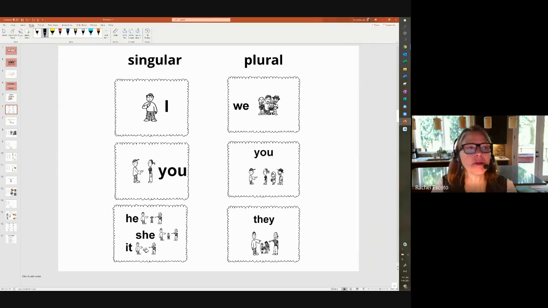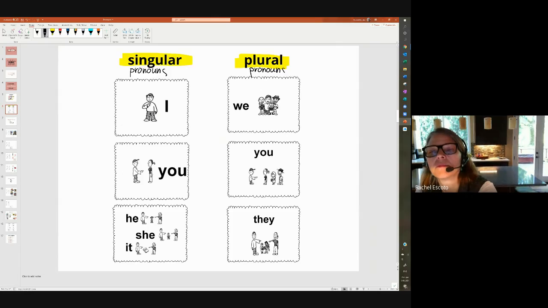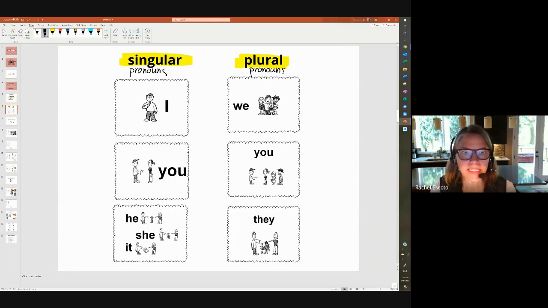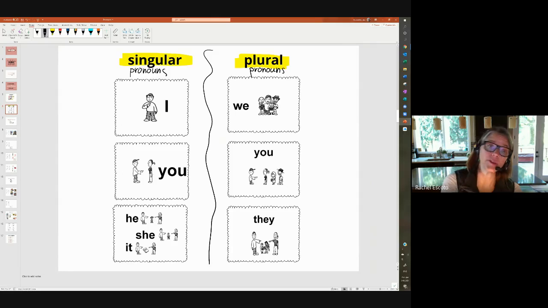And this is where we really start our grammar work here, you guys. Okay, so we've been talking about some words like singular and plural. And now we're going to talk about singular pronouns and plural pronouns. Okay, we're just going to divide down the middle here. First, we will talk about singular pronouns, and then we will talk about plural pronouns.